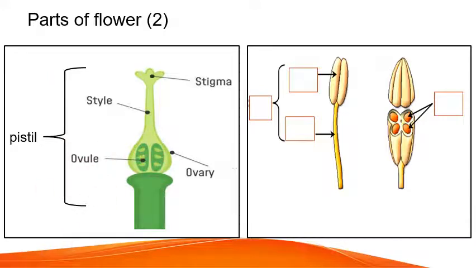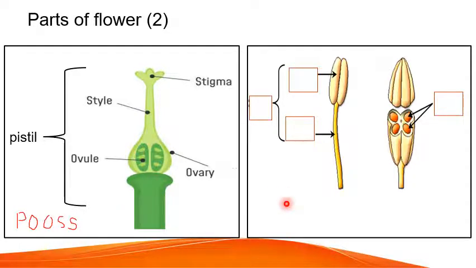To remember the pistil, the acronym is POSS. Starting from the bottom, O, pistil has ovary, ovule, style, and stigma. Pistil has ovary, ovule, style, and stigma. Wait, I have a laser. Pistil has ovary, ovule, style, and stigma.